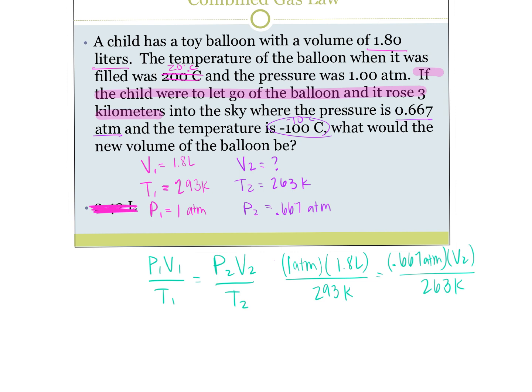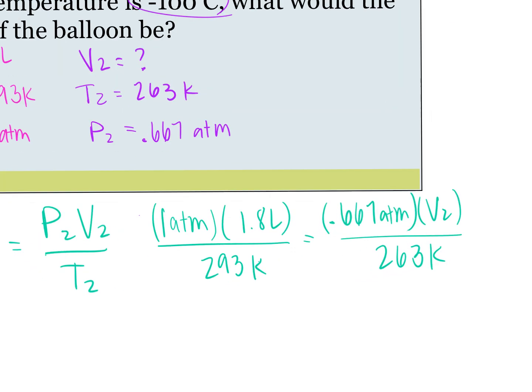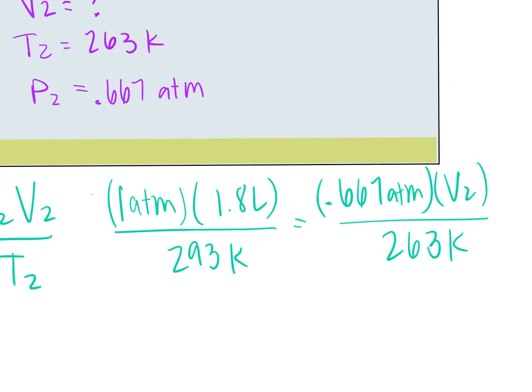Now our algebra looks a little bit tricky, doesn't it? Because we've got things happening on both sides. It is actually still truly just a cross multiply and divide, but it's just a little bit of an extra step. So here's what I'm going to recommend that you do. Let's go ahead and do the math for this whole side.